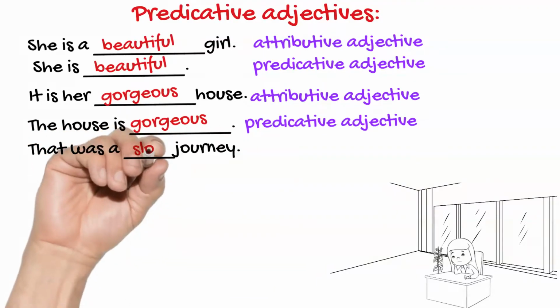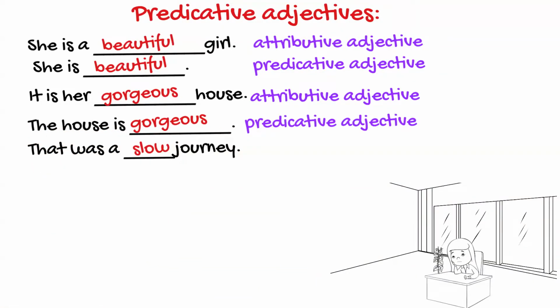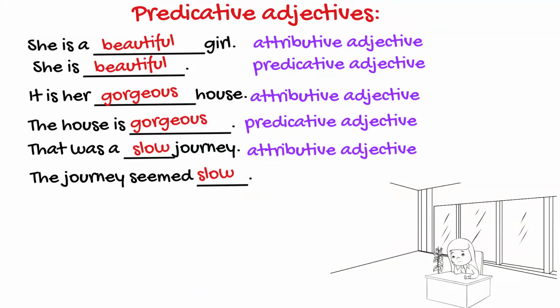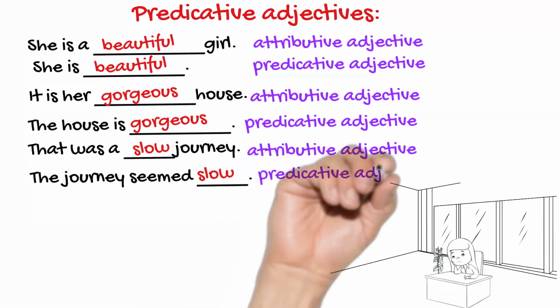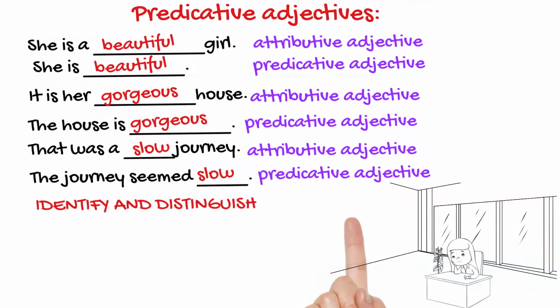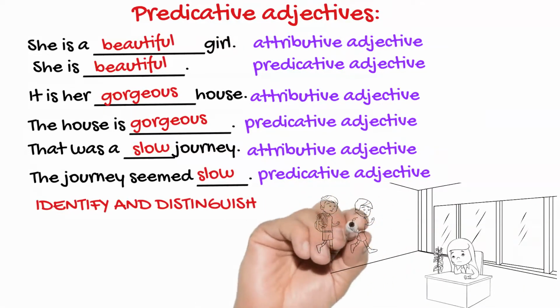That was a slow journey. Slow is describing the noun and has come before a noun. Hence it is an attributive adjective. The journey seemed slow. Here, the same adjective has come not with a noun but with a verb. And it is a predicative adjective. Now, can you identify the adjectives? Are they attributive or predicative? You can pause for a few seconds and try your answers.